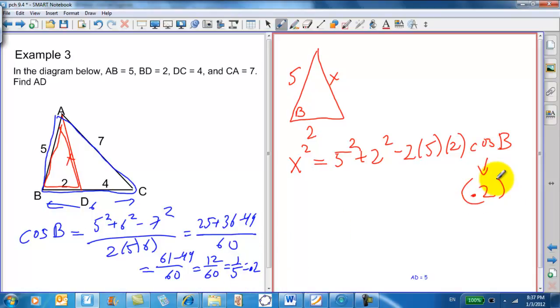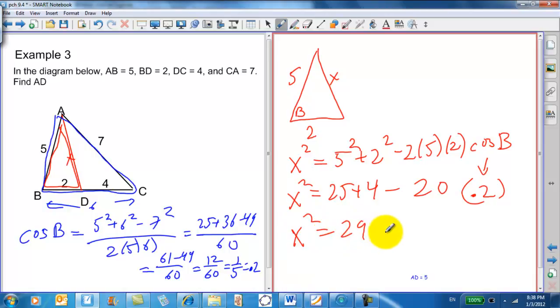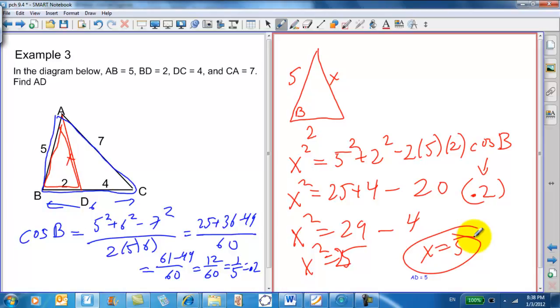So I avoid having to actually use inverse cosine, come up with the angle, only to take cosine again to get right back to it. So x squared equals 25 and 4 minus 20 times 0.2, or 29 minus 4. X squared equals 25, so x equals 5. So that's our unknown length AD.